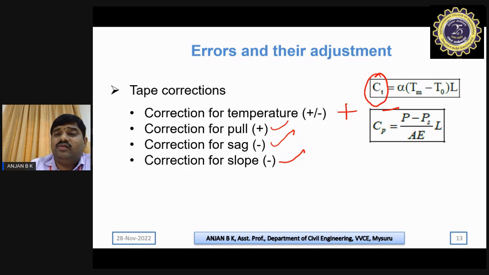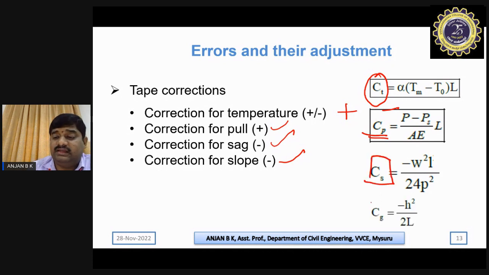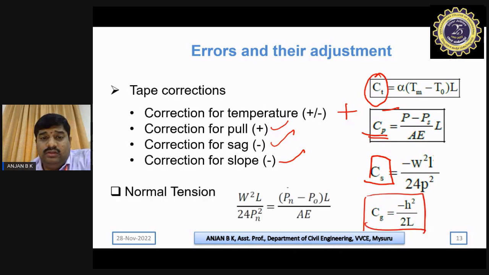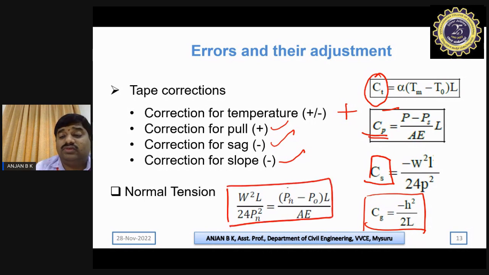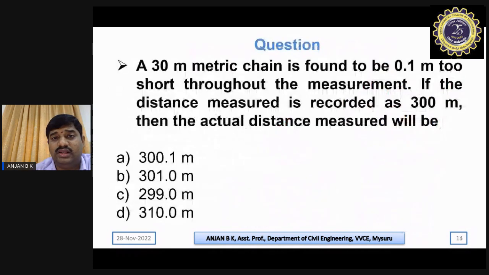And then this is the formula for calculating the correction for pull, and this is the formula for calculating the correction for sag, and this one is the correction for slope. And there is one more thing which is called normal tension. When the chain is pulled from both the sides, what is the amount of tension which is developed? Normally they will ask a question on this. So you need to remember all these formulas in order to solve the problems on errors.